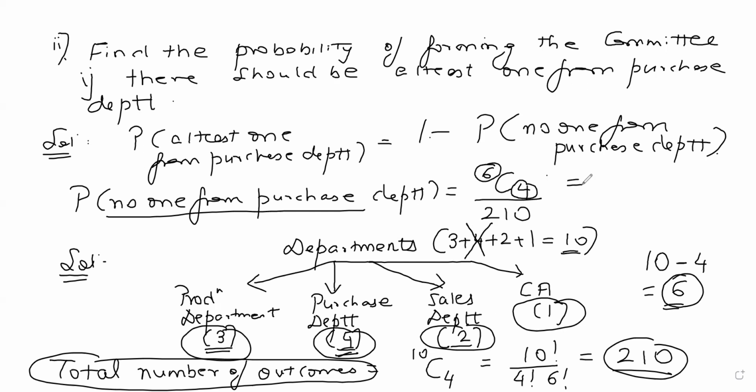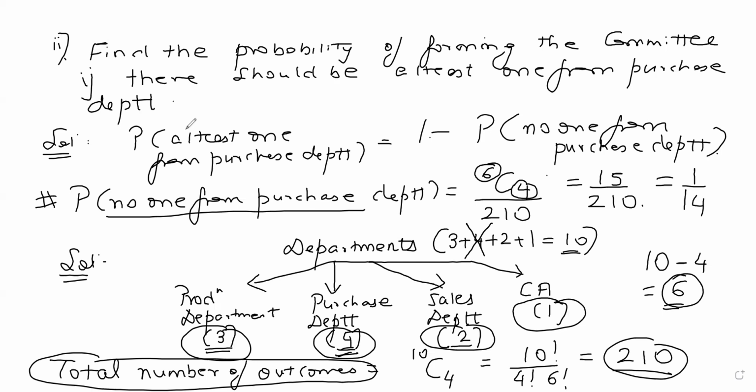Now, when you use your calculators and do the solving part yourself, you get the answer for this. 6C4 by 210 is how much? It's 15 by 210, and 15 by 210 simplified is 1 by 14. So the probability that no one is from the purchase department is 1 by 14.